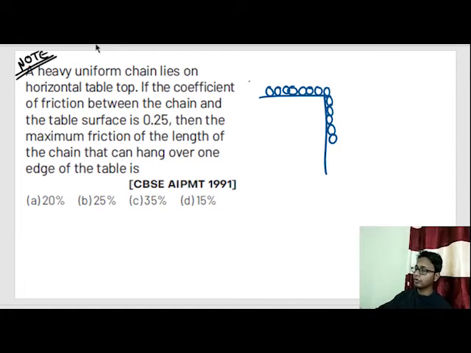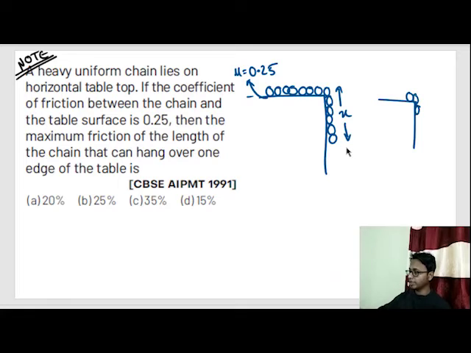Okay, and the coefficient of friction between the chain and the table is given as mu equals 0.25. Now what is the maximum value of this length so that the chain does not slip off the table? See, if just one bead is hanging over here and the remaining beads are hanging over here, I can easily say the chain falls off. I can easily visualize the chain falls off.